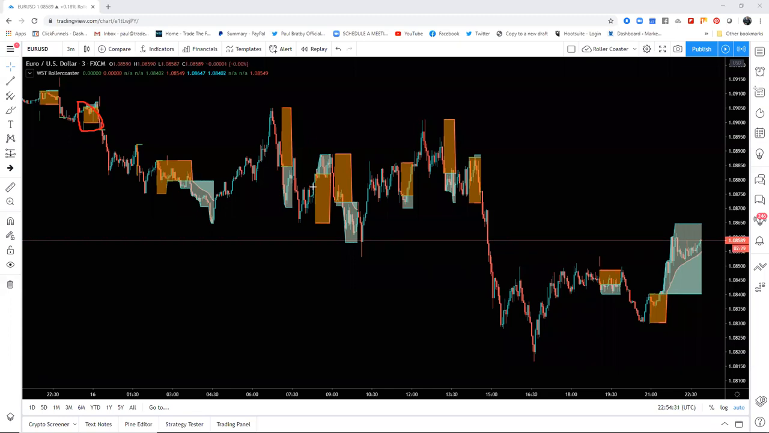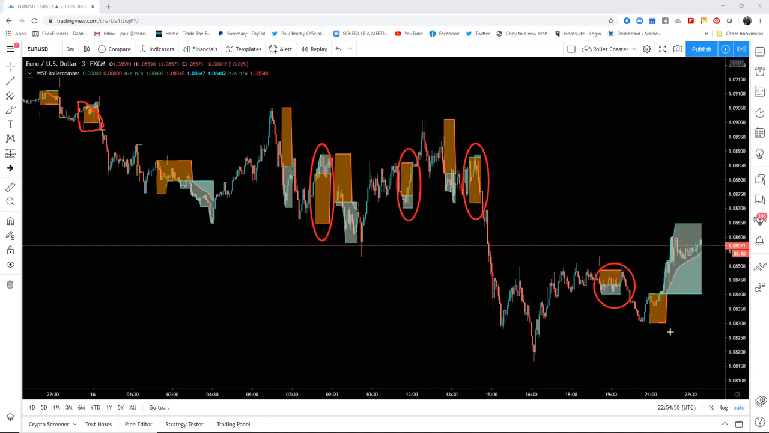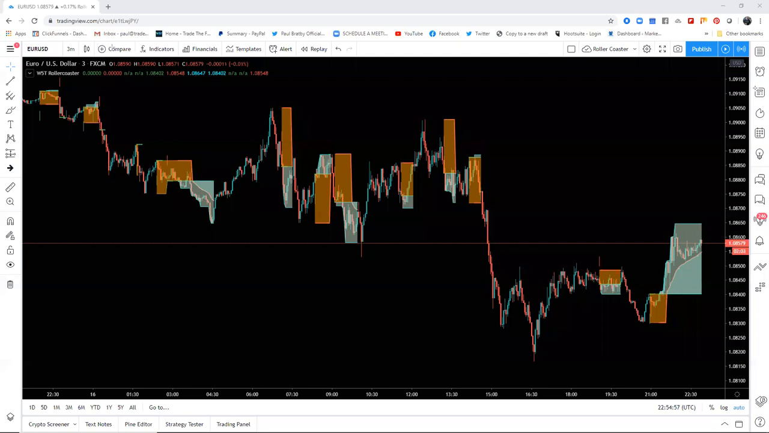Trying to look for losers. So loser. Loser. Loser. Okay, so quite a lot of losers in there. So the Euro US dollar last couple of days, not good for day trading on the 3 minute time frame. Would you agree? Okay, so let's have a look at it on the 5 minutes.